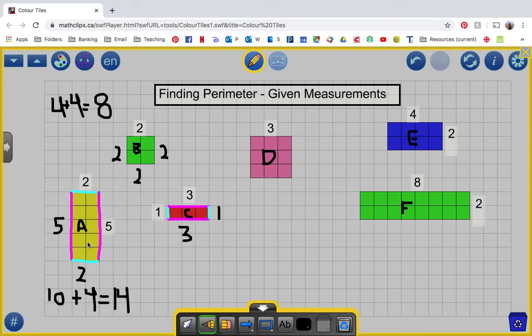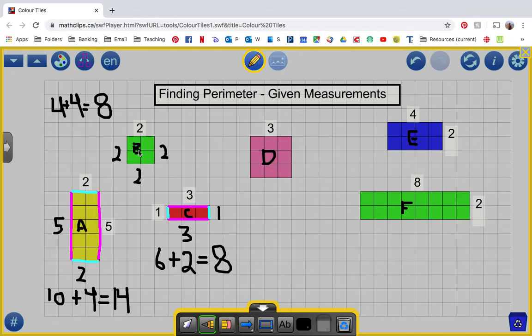And I'm going to use the same method over here. I'm going to add 3 plus 3, which is 6. Oh, bad 6. And 1 plus 1, which is 2. And when we put those together, we get 8. Awesome. Okay, let's go back to a square, shape D.